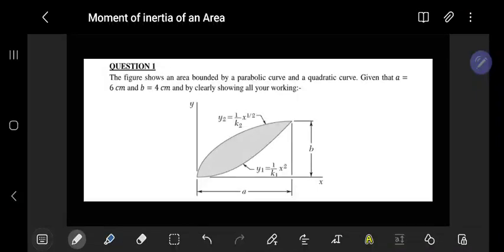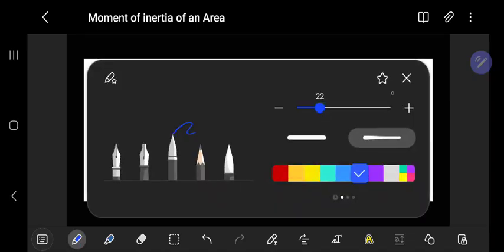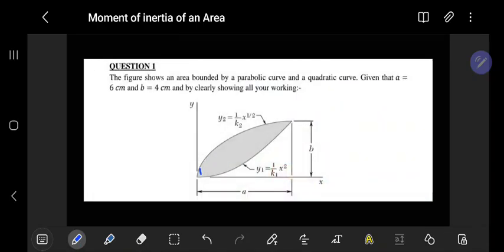Hi guys, in this tutorial we'll demonstrate how to determine the moment of inertia of the area shaded here. What we're seeing here is a case where the area we're looking at is an area that is between two curves. Yeah, that's the region we're going for.